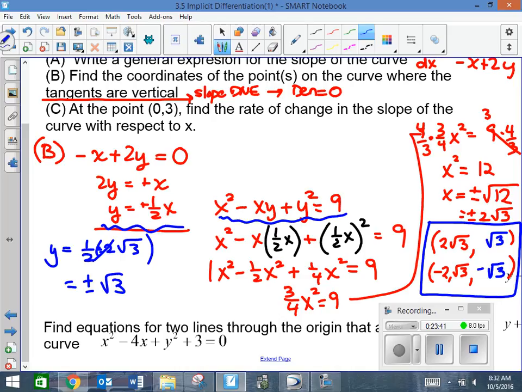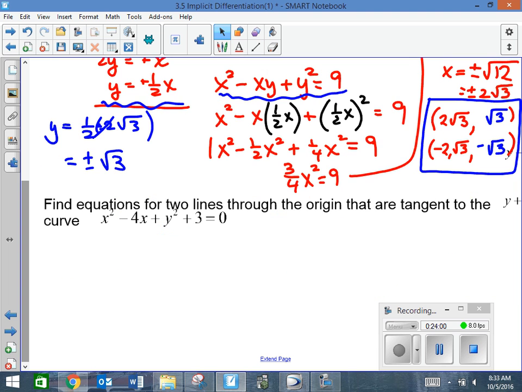I don't know that you've ever done something like that before, but when you have two variables, you have to have two relationships between those two variables. That's your algebra 1 elimination and substitution business. All right. And part C, we'll finish it up here.